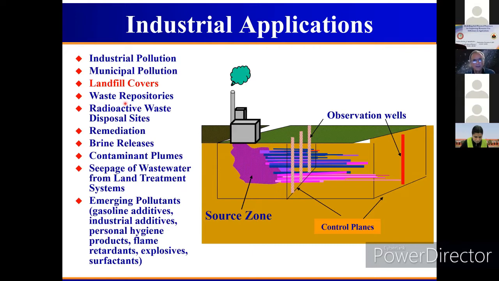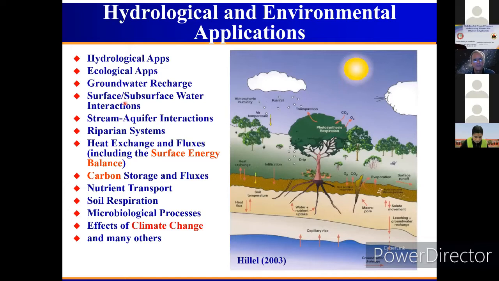And finally, the large group includes hydrological and environmental applications. You can evaluate groundwater recharge, subsurface water interactions, stream aquifer interactions, riparian systems, and so on. In the 1D model, we can also solve the energy balance equation, and then obviously we can simulate heat exchange and heat fluxes. The model also has a module which deals with carbon dioxide transport and production. And so we can simulate many different types of processes.